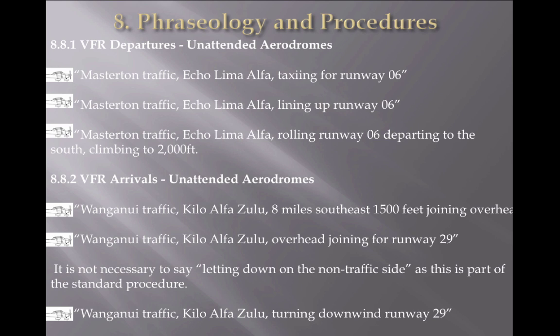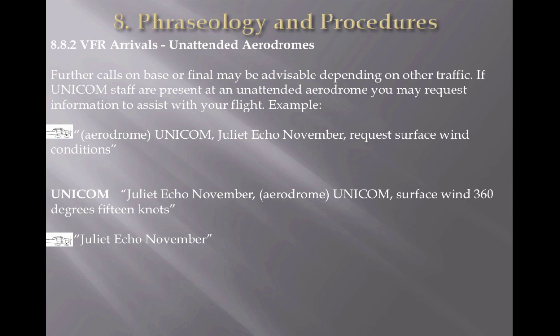Same for arrivals. Wanganui traffic, Kilo Alpha Zulu, 8 miles southeast, 1,500 feet, joining overhead. And then Wanganui traffic, Kilo Alpha Zulu, overhead joining for runway 29. It is not necessary to say letting down on the non-traffic side, as this is part of the standard procedure. So, Wanganui traffic, Kilo Alpha Zulu, turning downwind, runway 29. All other traffic in proximity will know where you are and be able to make informed decisions about your location. Further calls on base or final may be advised depending on other traffic.